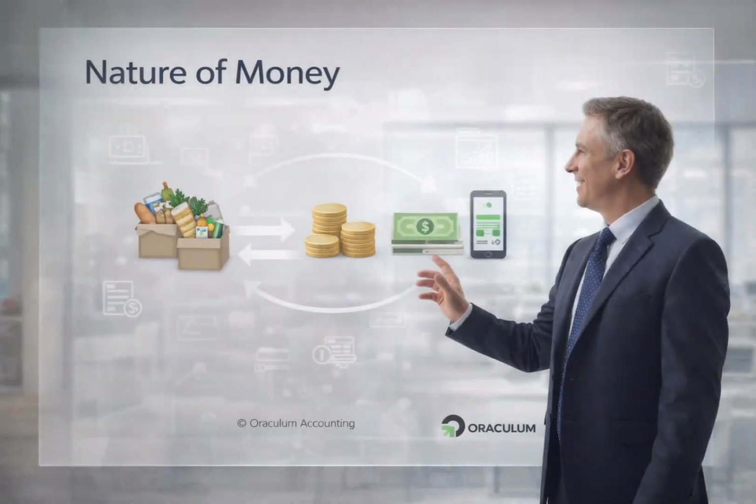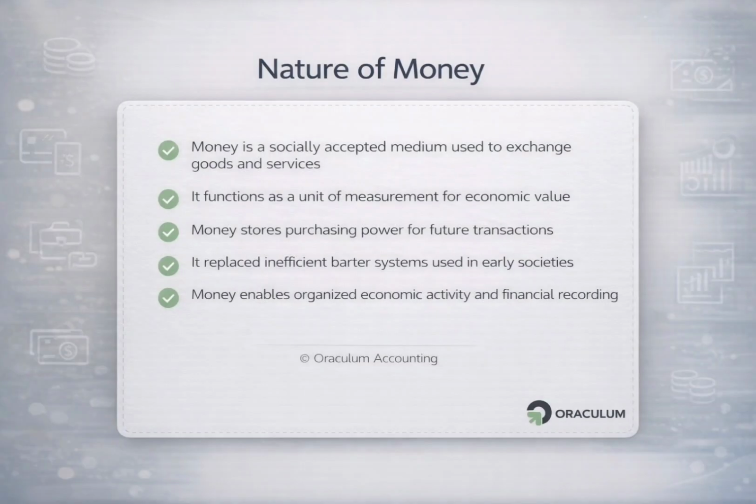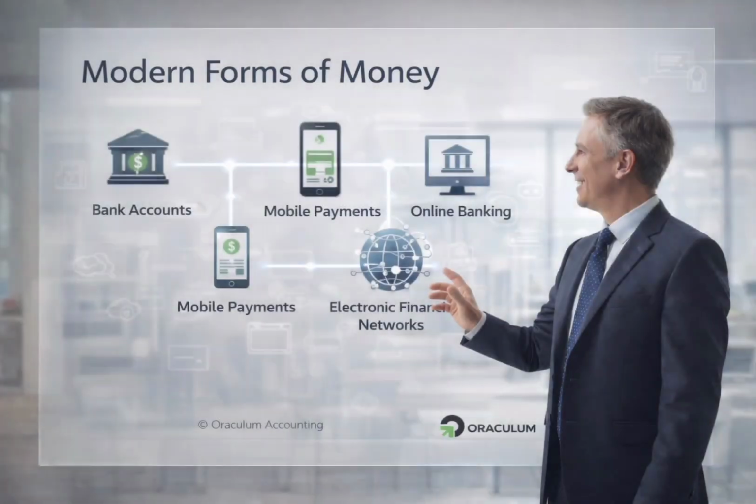Money is a socially accepted medium used to exchange value, measure worth, and store purchasing power for future use. Early societies relied on barter systems where goods were exchanged directly, but this method was inefficient due to mismatched needs and difficulties in valuing different items. Over time, societies began using commodities like grain, salt, and metals, which eventually evolved into standardized coins, paper currency, and later digital money. In the modern economy, money mostly exists in institutional and electronic forms.